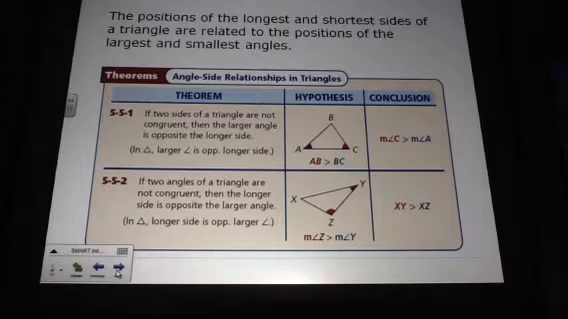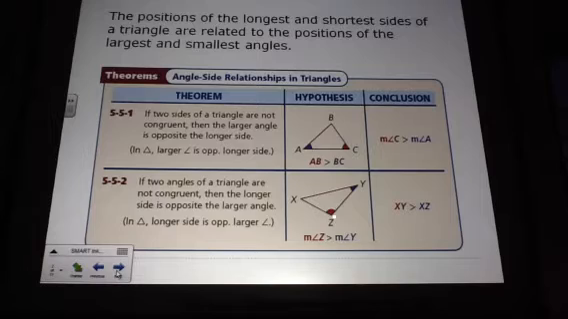We've got two theorems here. If two sides of a triangle are not congruent, then the larger angle is opposite the longer side. So what this is saying is, if segment AB is longer than segment BC, then the angle across from segment AB, which is angle C, is going to be greater than the angle across from segment BC, angle A. And then you've got the converse of that.